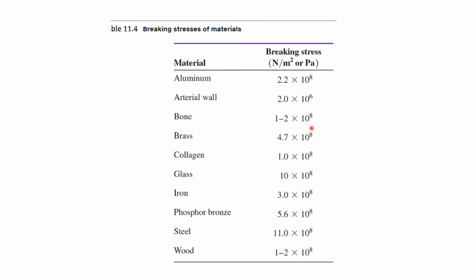You have similar things for bones, and notice that bones can almost be like aluminum. It ranges from 1 to 2 for bones, and you can see there's also collagen, which is some of the tissues that you have with your skin, is also reasonably strong.